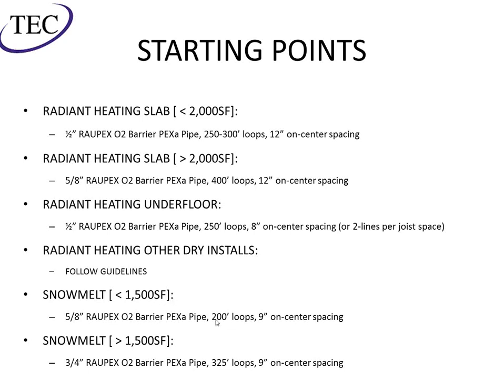Snow melt, a good starting point: if you're under 1,500 square feet, 200-foot loops with 5/8 inch. Or if it's over 1,500, 325 with 3/4 inch. And we recommend 9-inch spacing for snow melt.